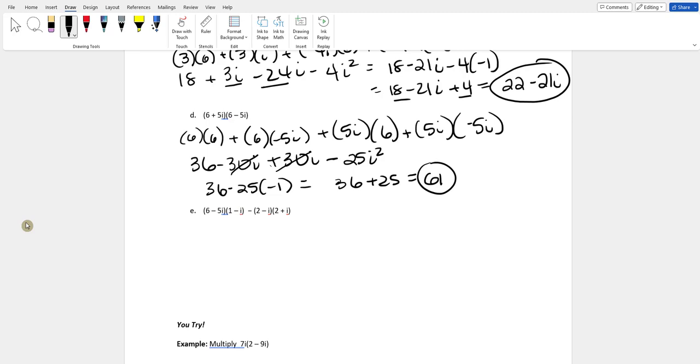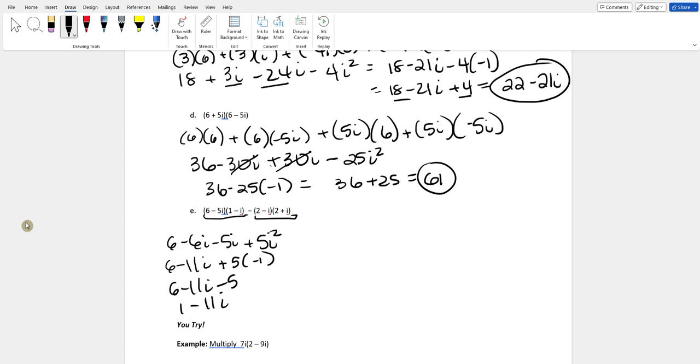In this next problem, we're going to FOIL twice. We're going to FOIL this part, and then we're going to FOIL this part. So if I do this first part, I'm going to multiply it out. I get 6 minus 6i minus 5i plus 5i squared. So right now I'm only working with this first set of parentheses. So this simplifies to 6 minus 11i, and i squared is negative 1. So I get 6 minus 11i minus 5. 6 minus 5 is 1 minus 11i. So that's for the first set of parentheses.